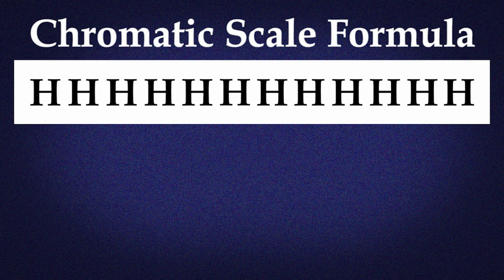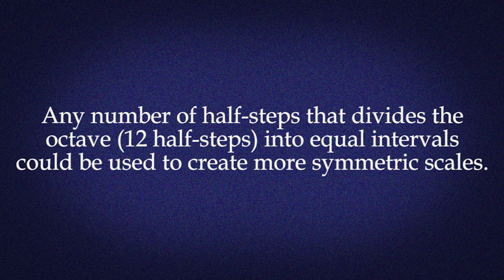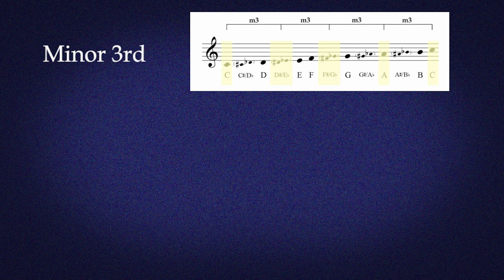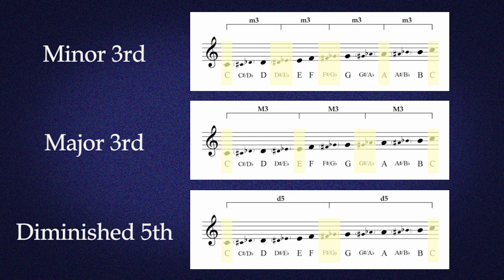Our first symmetric scale was built using only 1 half step at a time. Then we used 2 half steps, or a whole step at a time. In fact, we could use any number of half steps that divides into 12 evenly to create more of these symmetric scales. 3 half steps, or a minor third, 4 half steps, or a major third, or 6 half steps, or a diminished fifth, would all create the same type of symmetry.